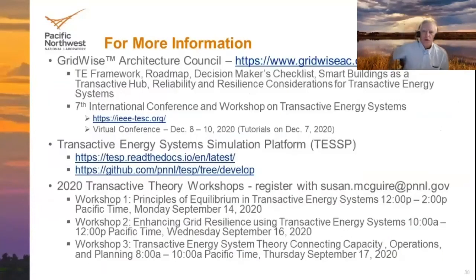So for more information about all of this, I've only really been able to give you the 30,000 foot view here, because there was a lot of different material I wanted to cover. But you can find the information about the GridWise Architecture Council work at gridwiseac.org. There's the TE framework, the TE roadmap, TE decision makers checklist, a recent report we just finished, Smart Buildings as a Transactive Hub, and another recent report, Reliability and Resilience Considerations for Transactive Energy Systems.